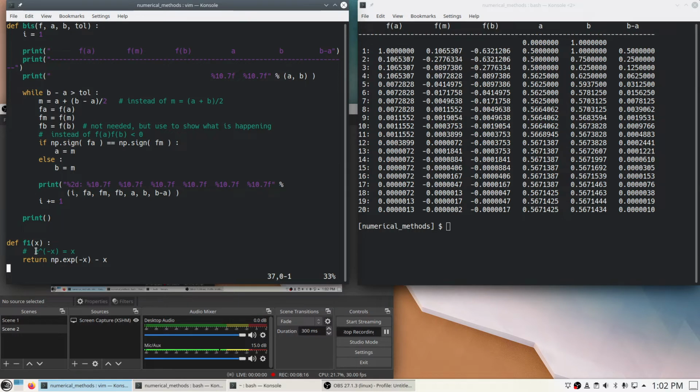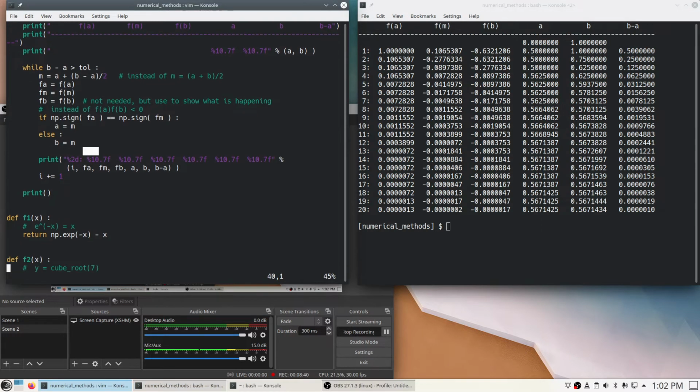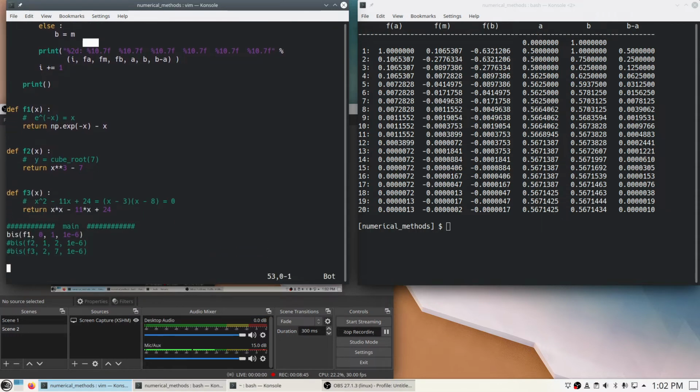So here we have e to the negative x power is equal to x. And so this is a comment in Python. And so I'm using the NumPy exponential function. And so here I rewrote this as a root finding problem. So e to the negative x power minus x is what we're solving. So let's go down to here. That's one function. Then we'll look at this function. Then we'll look at a third function in a moment.